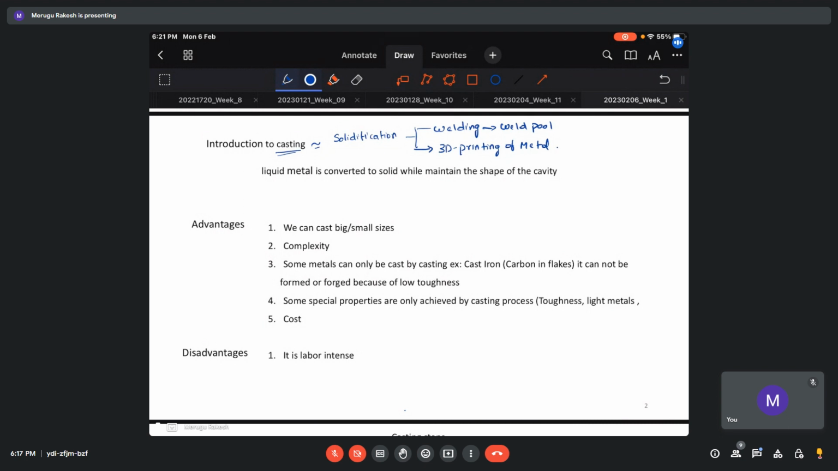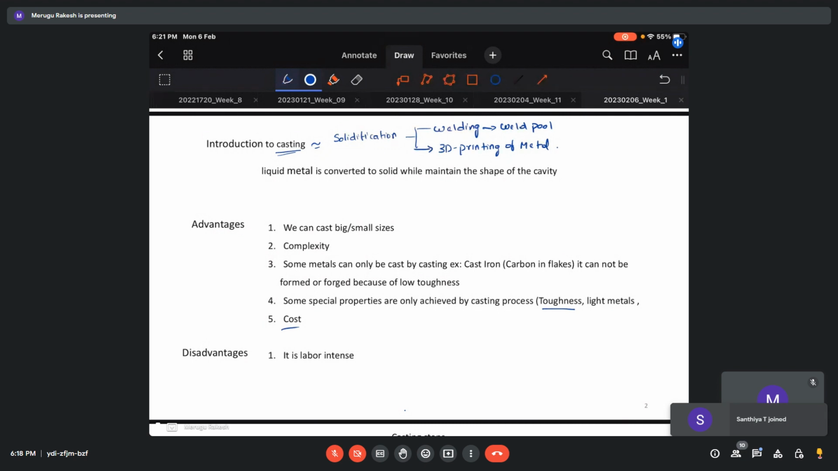Then come to this: some of the metals can be cast only by using casting, like cast iron, because the toughness is very low for them. So for cast iron we have to use casting. There are certain properties, such as low toughness or lightweight metals, where we have to go for the casting process. And this is the lowest cost process, we can say.